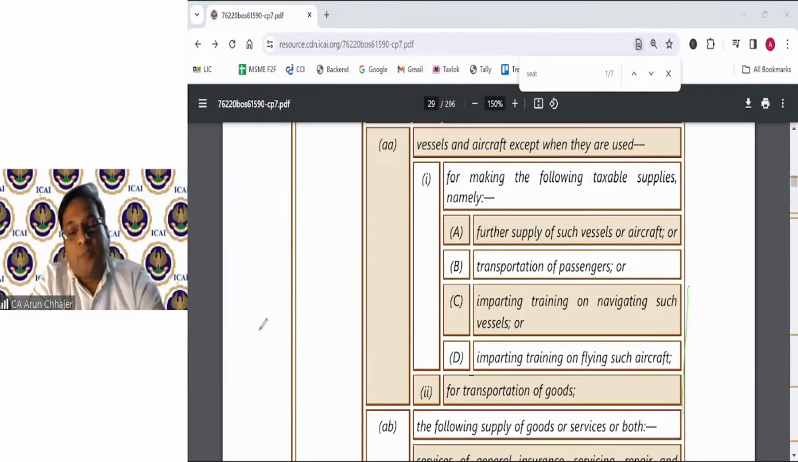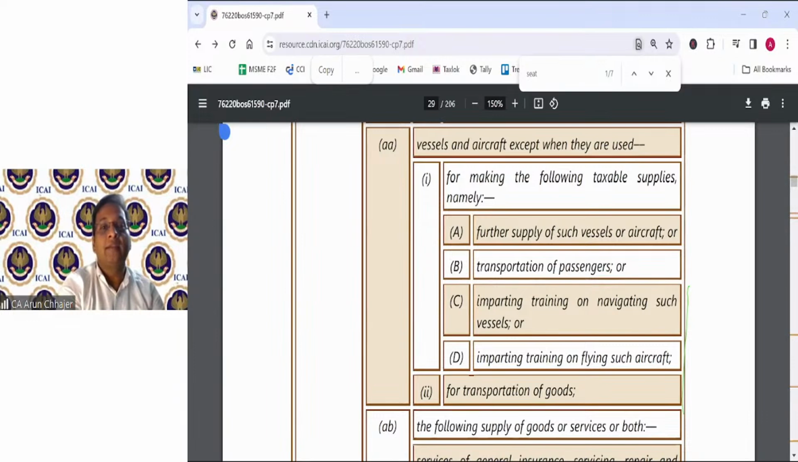No, transportation of goods for vessel and aircraft is not blocked. Let me repeat once again. It is saying that vessel and aircraft, except when you are using them for transportation of goods, that is also allowed. If you are using them for the transportation, it is covered in the exception. So if vessel and aircraft are being used for the transportation of goods, ITC is allowed.